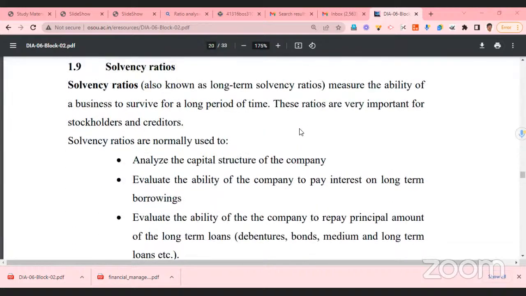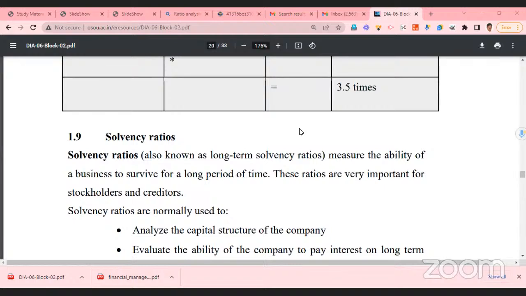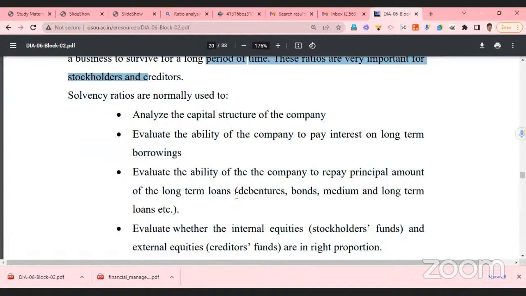The last one is solvency ratios. Solvency is nothing but the paying capacity. Long-term solvency ratios measure the ability of a business to survive for a long period of time. Will the company survive in the long term or not? These ratios are very important to shareholders, stockholders and creditors. These ratios are used for analyzing the capital structure of the company. What is the capital structure? The capital structure of the company.